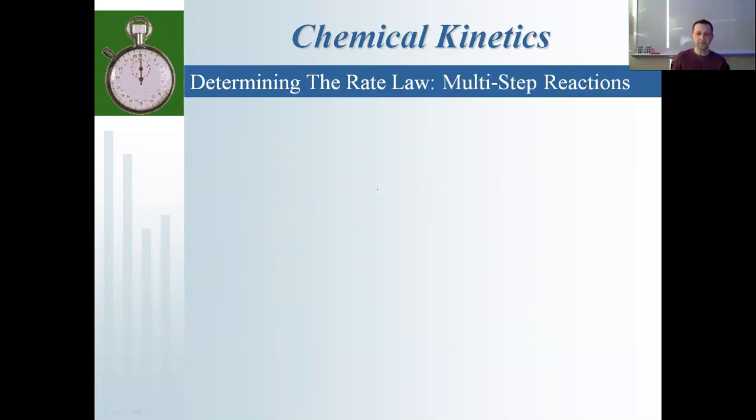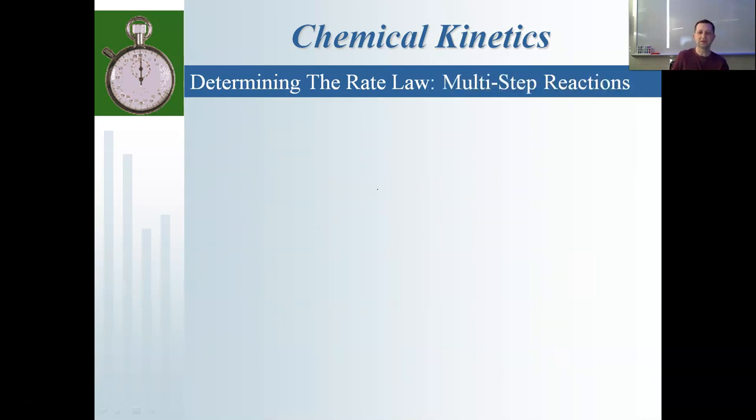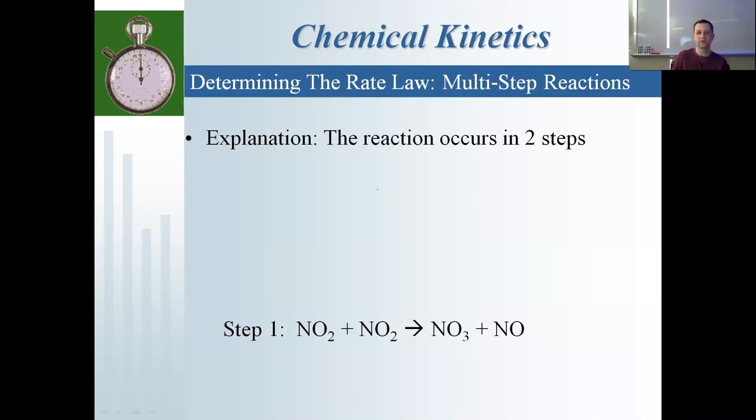All right. In order for that to happen, in order for us to have a rate law determined experimentally coming out to K times NO2 squared, and our predicted rate law based on the chemical equation is K times CO times NO2, we're going to have something called a multi-step reaction. So that's a reaction mechanism. So we're used to seeing these in our thermodynamics unit, and we're going to see them again right now. So the explanation for why this could occur the way it does is that the reaction occurs in 2 steps, or maybe even more than 2 steps.